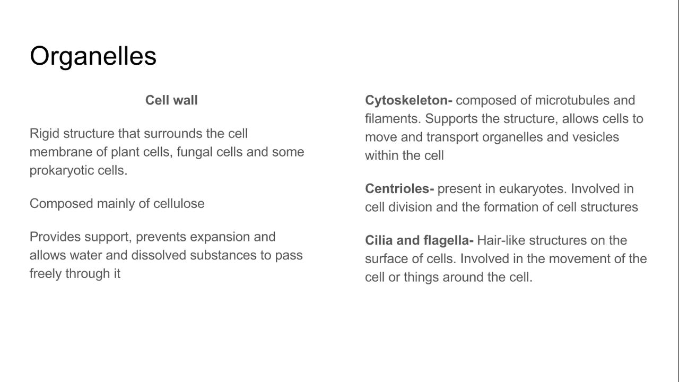We then have a cell wall, which is present in plant cells, which surrounds the cell membrane and provides structural support. It also prevents expansion, but it allows water and substances to pass freely through it. We then have the cytoskeleton, which are microtubules and filaments, which supports the structure of the cell and allows it to move, and it transports the organelles within the cell. We then have centrioles, which are involved in cell division. And then finally, we have cilia and flagella, which are little hair-like structures which are involved in the movement of the cell or things around the cell.